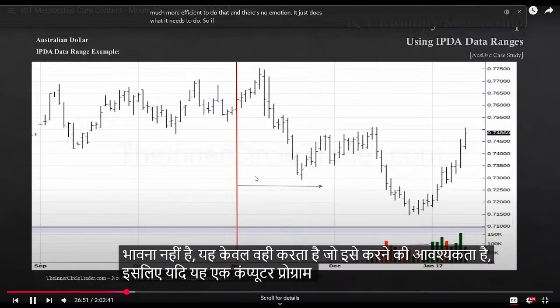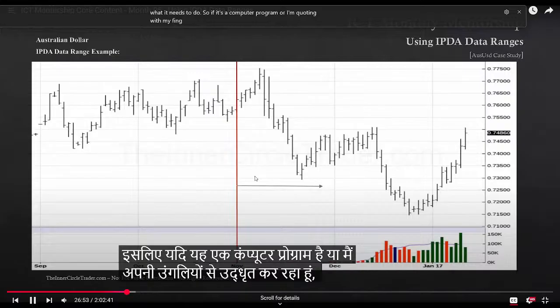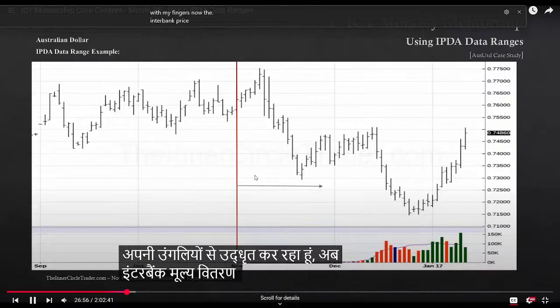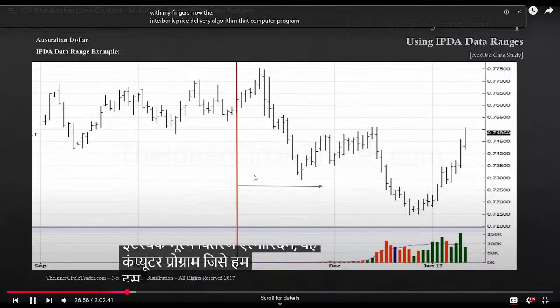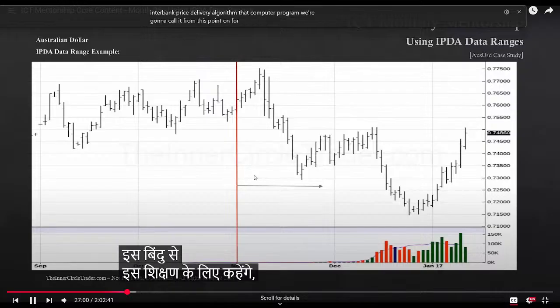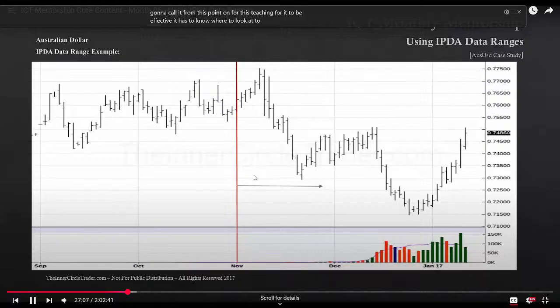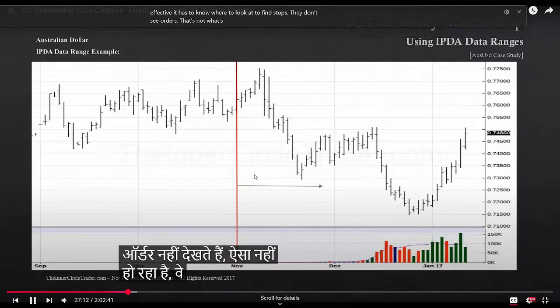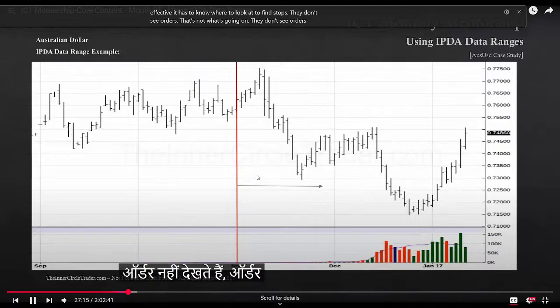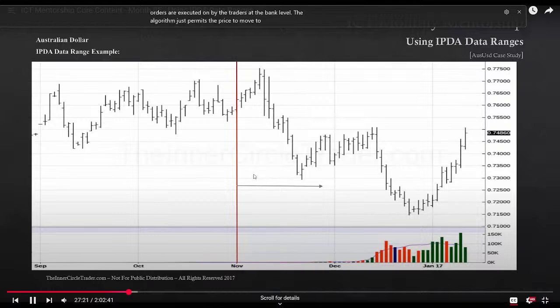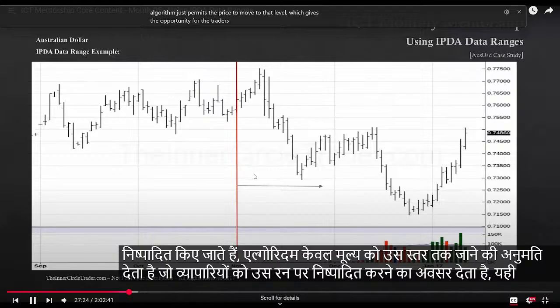So if it's a computer program, or I'm quoting with my fingers now, the interbank price delivery algorithm, that computer program, we're going to call it from this point on for this teaching, for it to be effective, it has to know where to look to find stops. They don't see orders. That's not what's going on. The orders are executed by the traders at the bank level. The algorithm just permits the price to move to that level, which gives the opportunity for the traders to execute on that run.